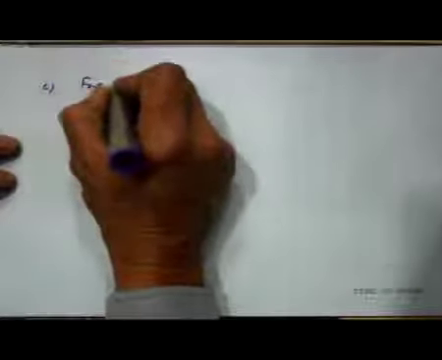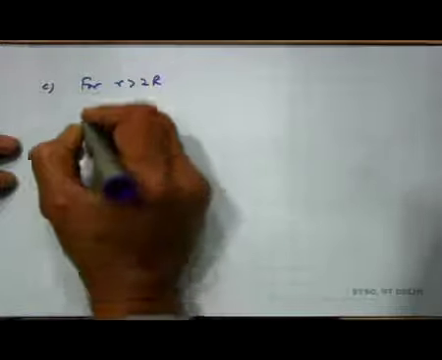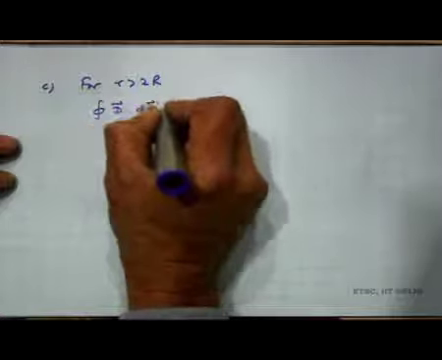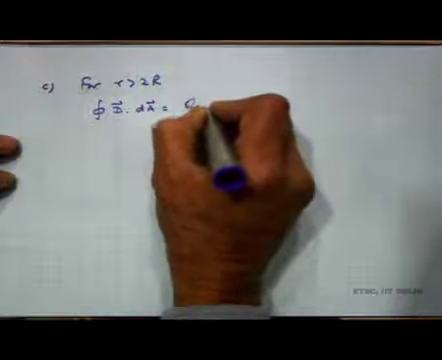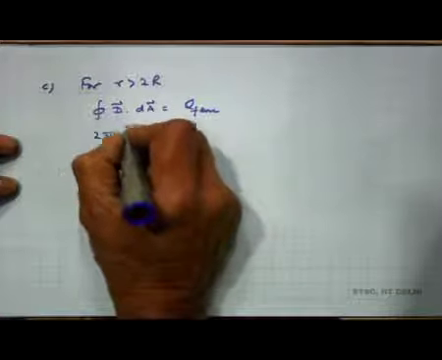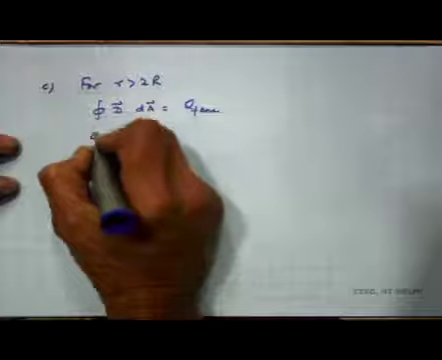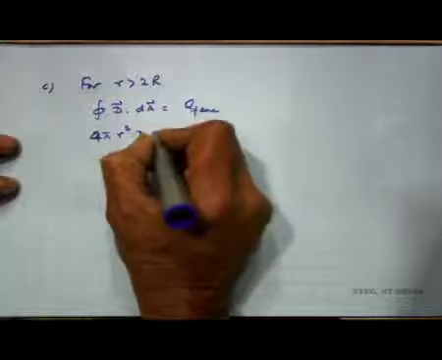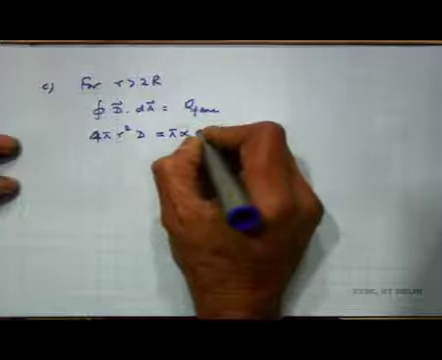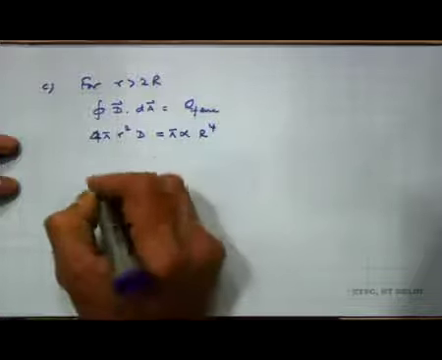Now, for r greater than 2R, again I will apply the same formula, D dot dA is equal to Q_f enclosed, and I will get 4 pi r squared D is equal to, now the free charge enclosed is still pi alpha R to the power 4.